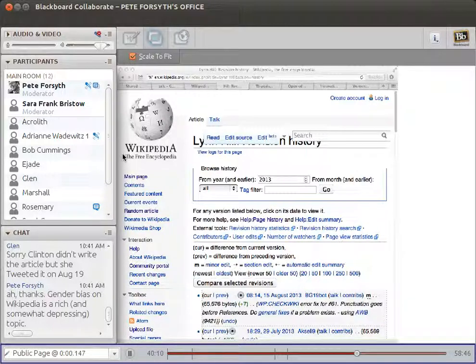Is there a certain month that I can jump to in the history screen to when you were especially active in developing the article? To give a sense of that? November.